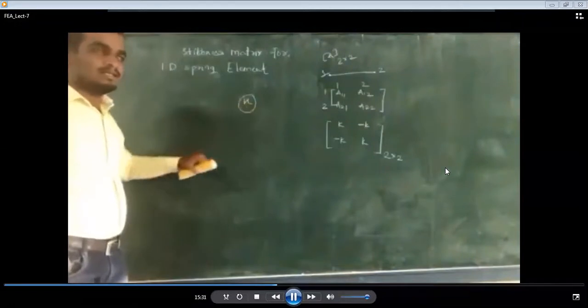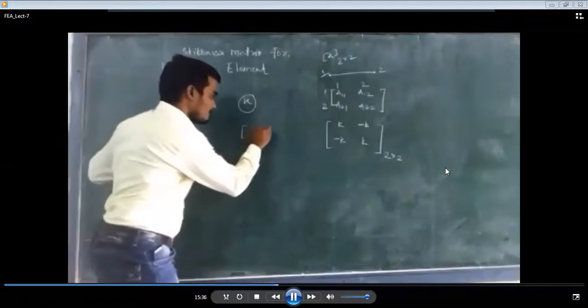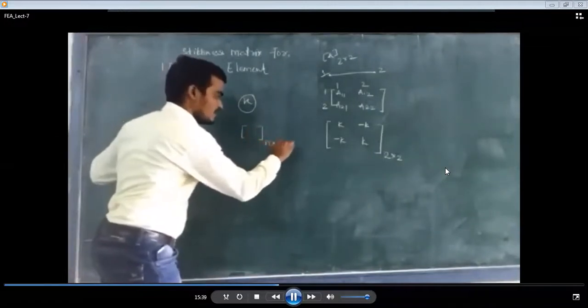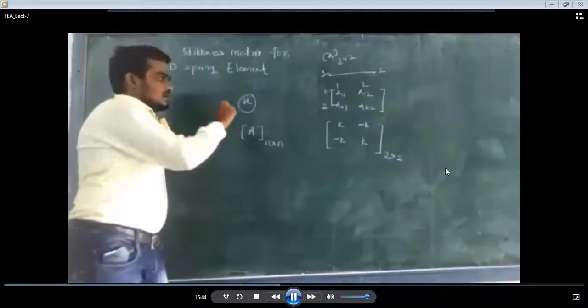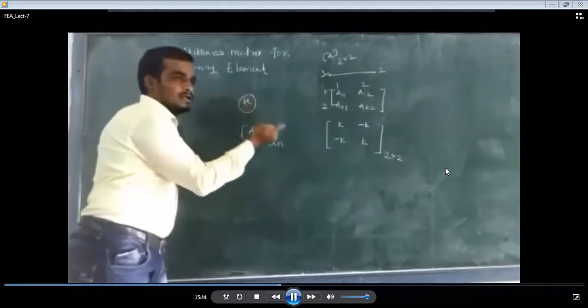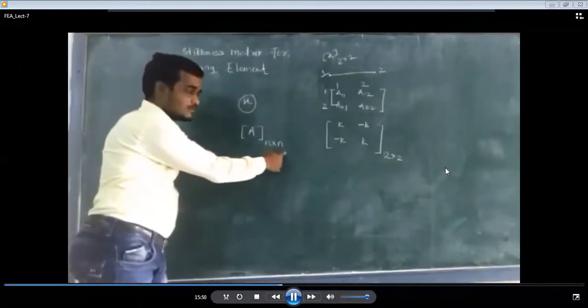If the number of nodes is equal to n, then the order will become n by n, meaning how many nodes there are is the order of your global stiffness matrix. So if the number of nodes is equal to n, then the order of that matrix will become n by n.